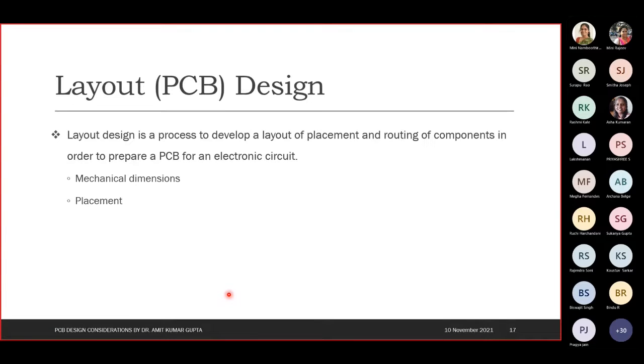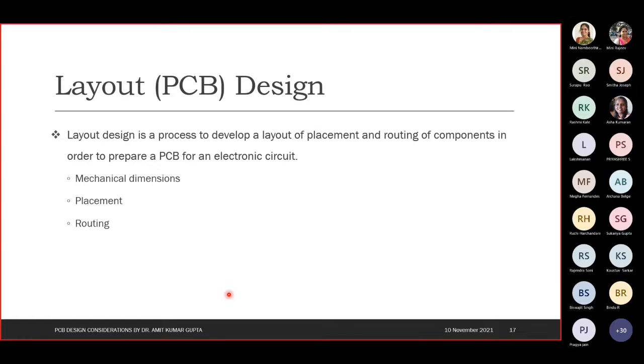Then what else is involved here? Placements. All the components required to be placed with the highest skill. This is very important, placement of components on a PCB. We should not keep anything randomly anywhere, then the system will go wrong. Placement is very important. It's a really skilled job.